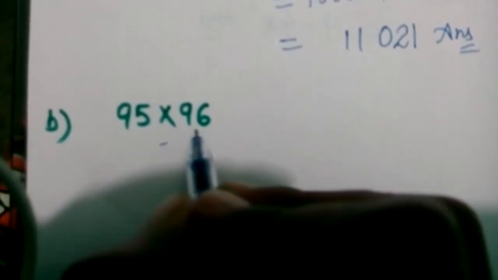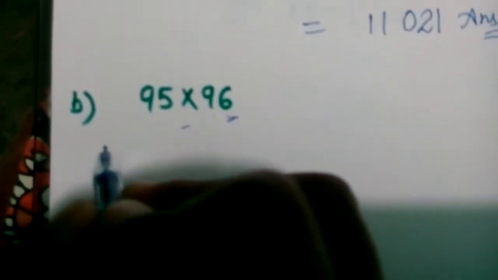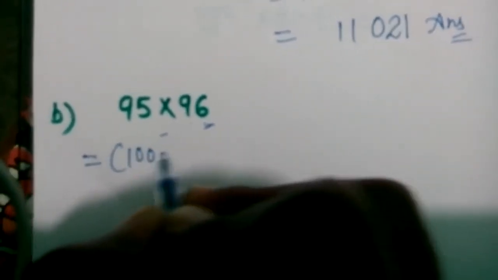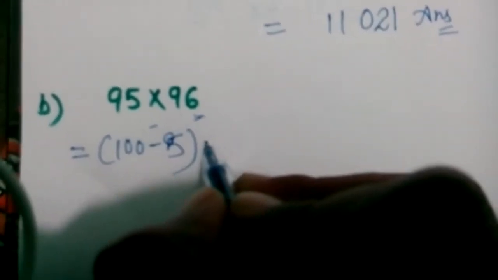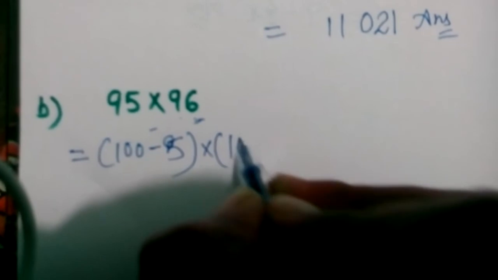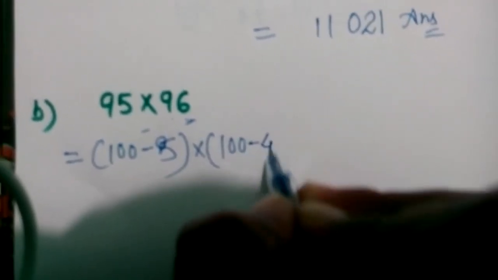Easy is to find the square root of 100. So we will try to make this as far as possible 100. How can I write this as 100? I can write this as 100 minus 5, which is 95, multiplied by 100 minus 4, because 100 minus 4 is 96.